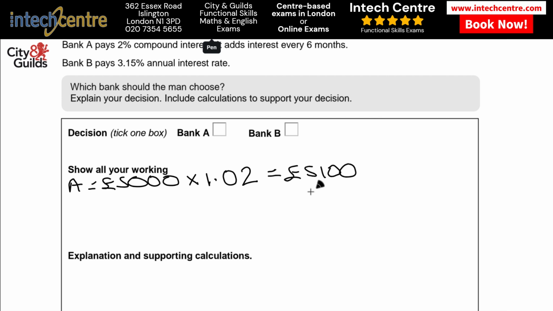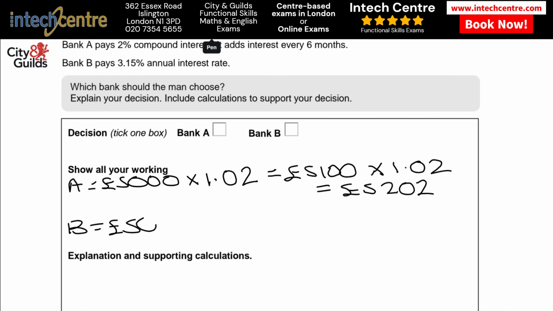We also want the next 6 months to get it to be 12 months, which is 1 year. So what we do is we take this and times it by 1.02 as another 2% compound interest to get it to the compound interest at the end of the year. So times that by 1.02, and at the end of the year, the amount he will have in his bank will be £5,202. That's for A.